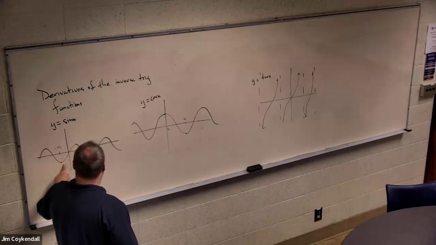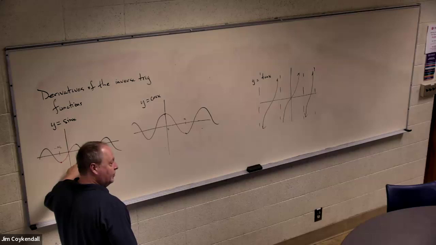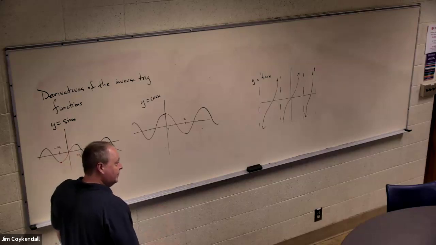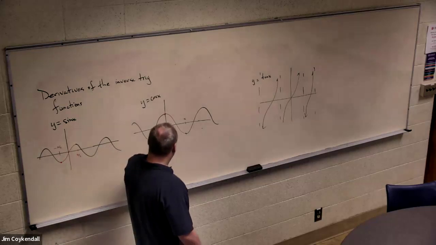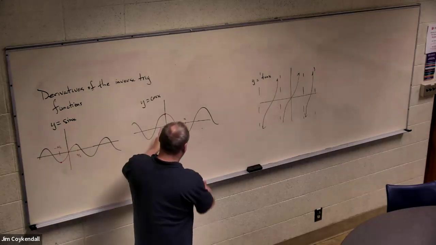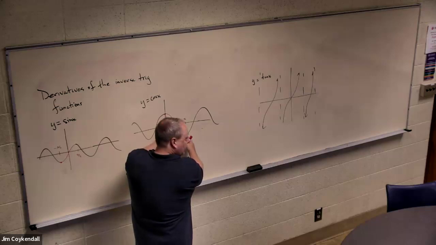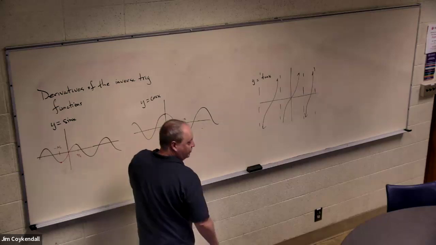Notice we don't consider all of sine, we consider it on the range minus pi over 2 to pi over 2, which is a range big enough for us to get all the information we need about sine, but small enough so that it's one-to-one. Cosine, same deal. Big enough to understand all of cosine, but small enough so that it's one-to-one.